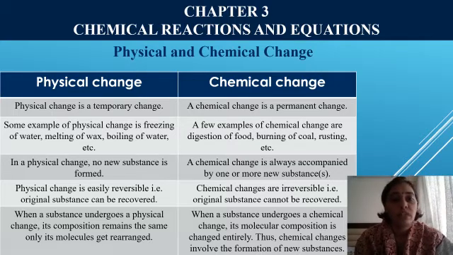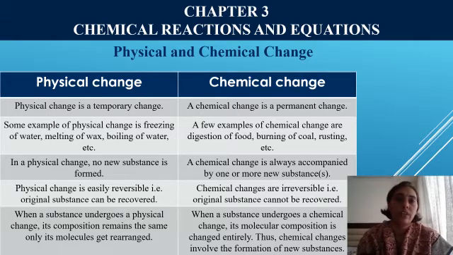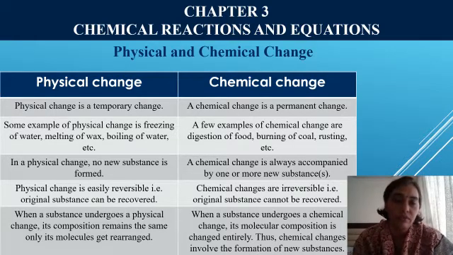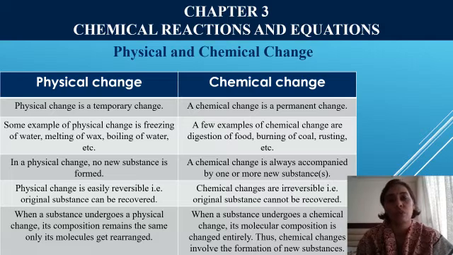Some examples of physical changes: freezing of water, melting of wax, boiling of water, etc. So these are some physical changes. A few examples of chemical change are digestion of food, burning of coal, rusting, etc. So these are some very good examples from our everyday life. The food that we eat is highly complex, but once it goes inside the stomach, it is broken down into simple form, and that simple form cannot be converted back to the complex, or the original food cannot be obtained back.